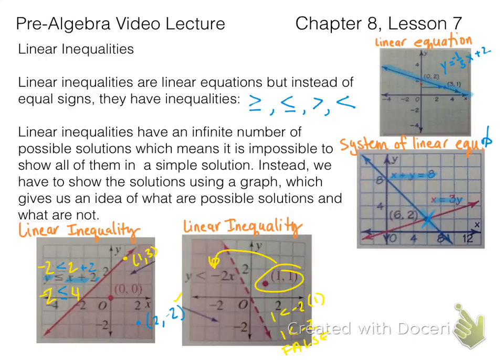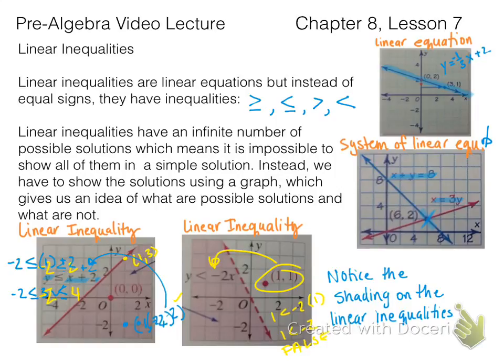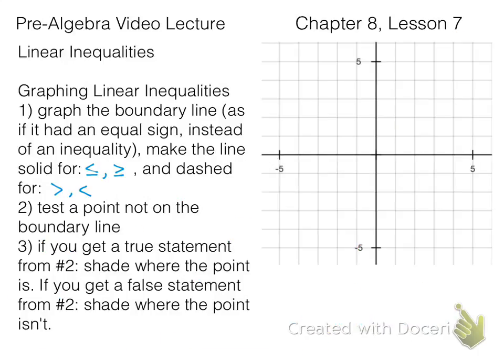So let's go ahead and talk about graphing. And then notice the shading inequalities. Oh, and then I talk about points that are solid line, dashed line. All right, we talked about that. All right, so what if you need to actually graph? We talked about just looking at graphs, but what do you need to do if you need to graph?